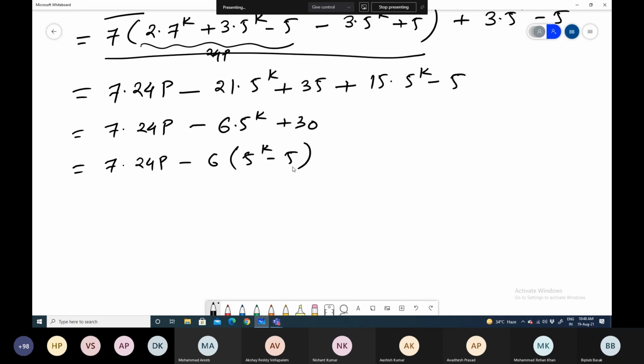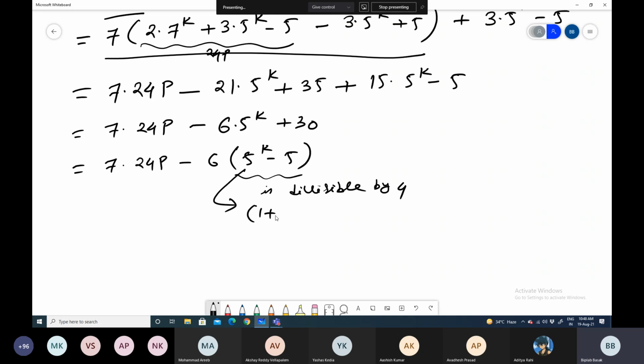Right. Now, how can you say that this is divisible by 24? It is sufficient to prove that 5 to the power k minus 5 is divisible by 4. If we can prove that, then we are done. How can you prove that this is divisible by 4? Can you give any quick argument? Yes, sir, we will write 5 as (1 plus 4) whole to the power k and then apply the binomial theorem. Right, so I think that is a good approach.